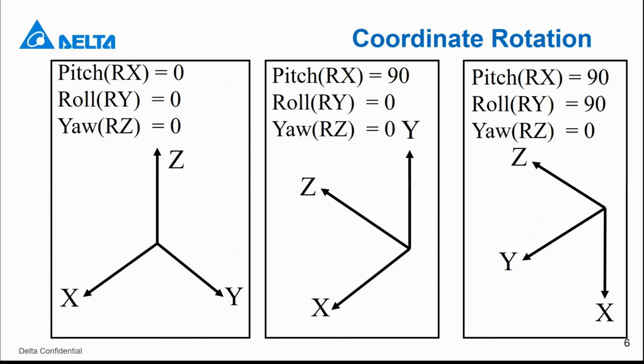And the next is the coordinate rotation system. We use this system where we rotate Rx first, then rotate Ry, and this is Rz. So the order is pitch, roll, and yaw.